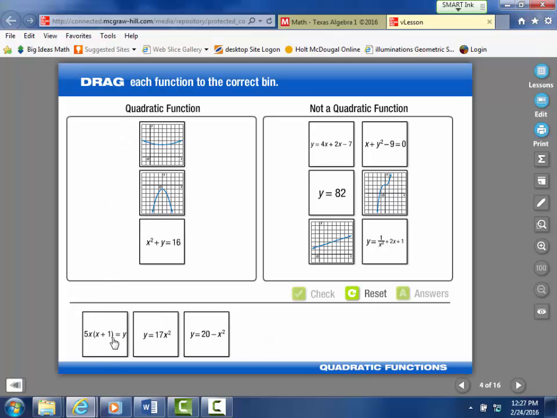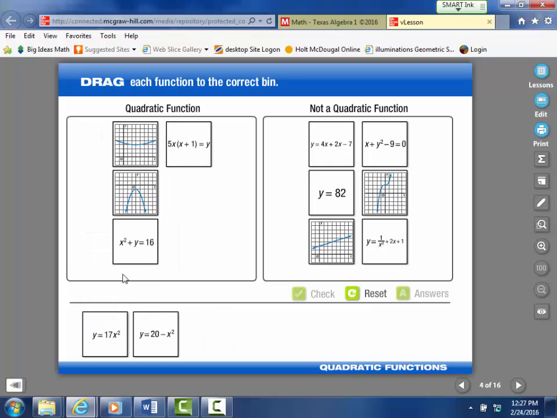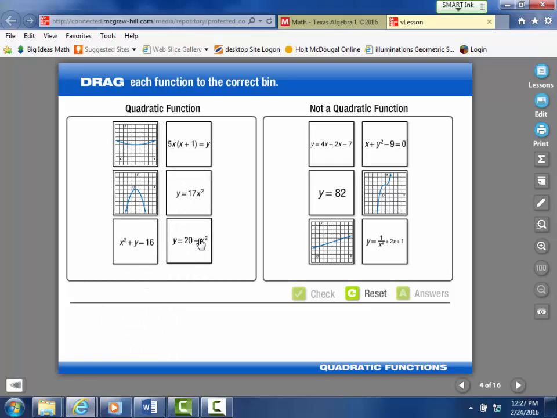This one doesn't have a squared written, but if I were to multiply 5x times x, I'm going to get 5x squared. So that one for sure. That one's got the x squared, and that one's got an x squared in it. So I think so. Let's check it.